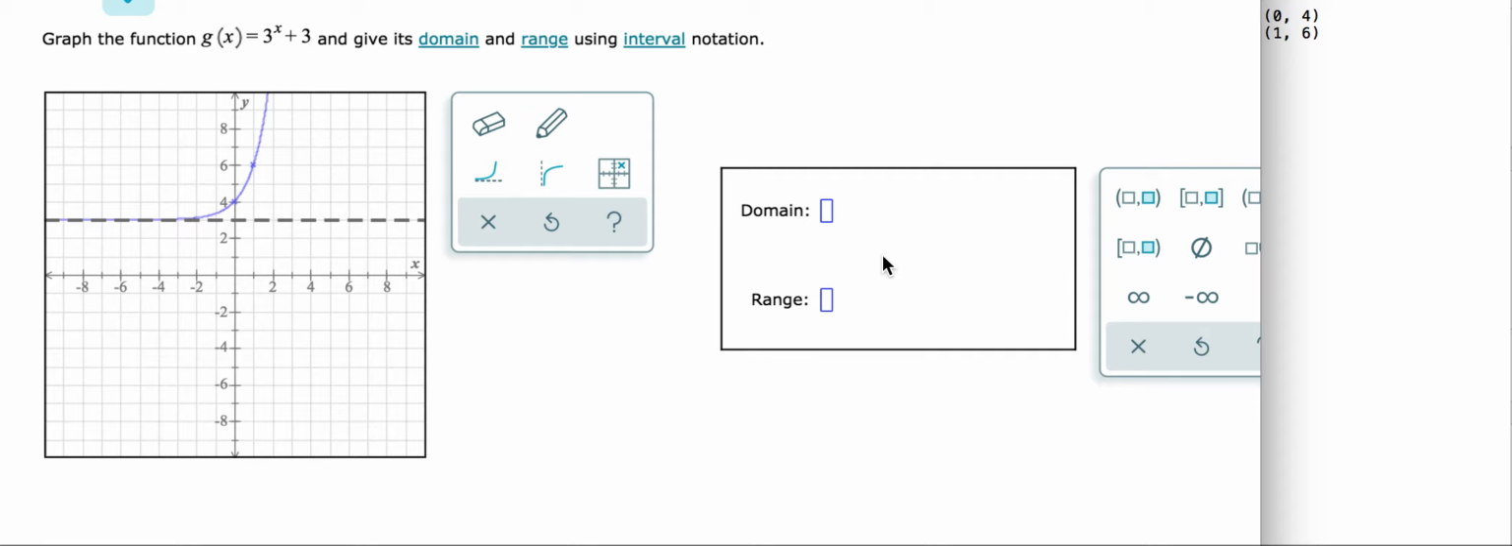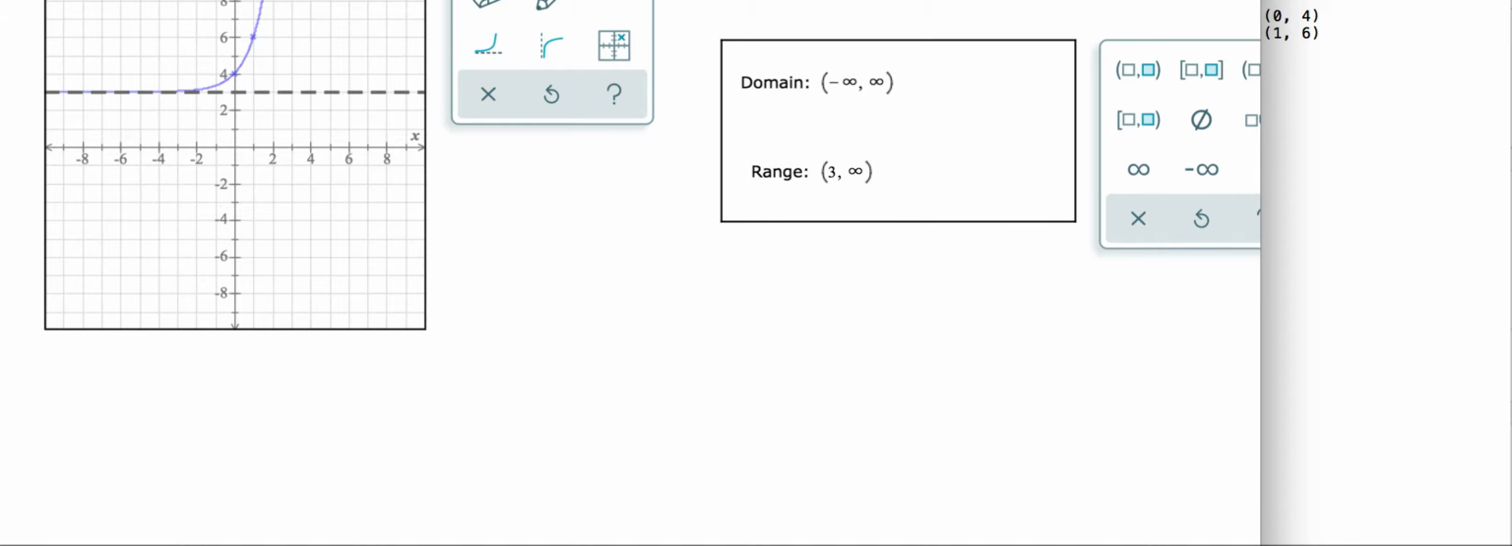There's the graph. Let's do domain again. That's negative infinity to positive infinity. And then the range is 3 to infinity. And I'm using the parentheses because we never reached 3. That's the lowest it can go. And infinity is as high as it can go.